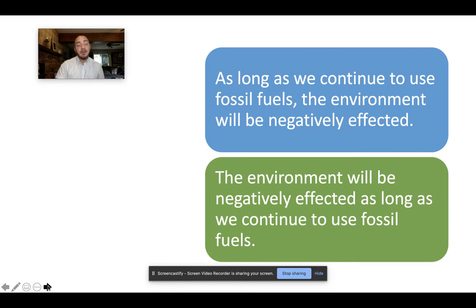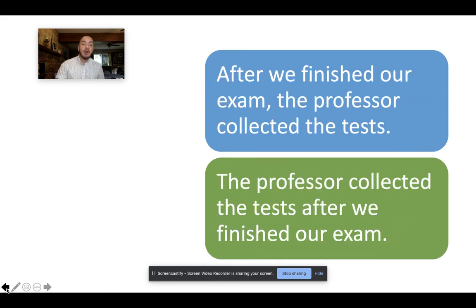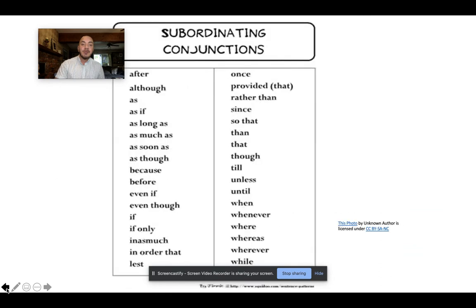Okay, remember, the dependent clause is always the part of the sentence that has the subordinating conjunction attached to it. And you just kind of have to memorize what those subordinating conjunctions are. You can find them in your Hawkes Learning textbook. They can also be found in Blackboard.